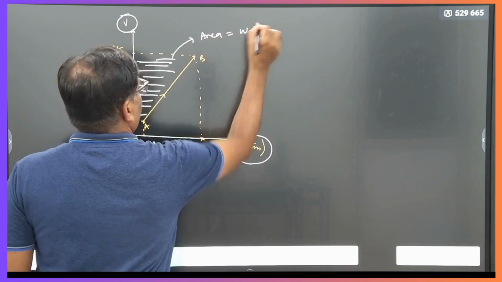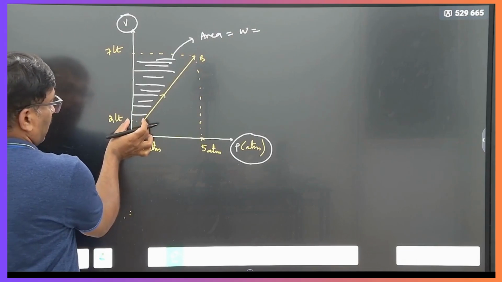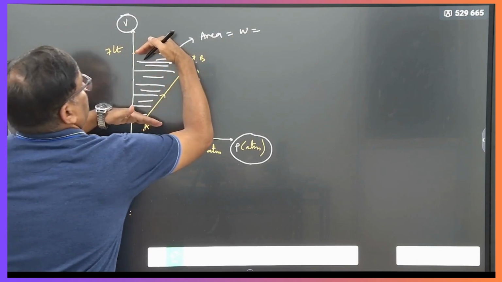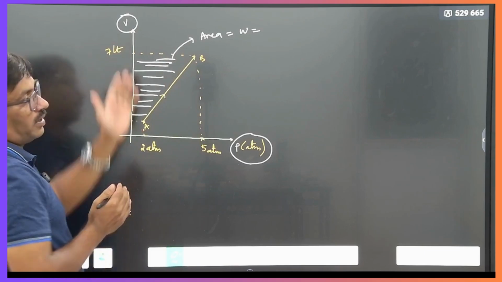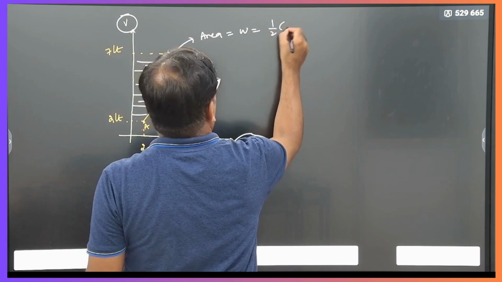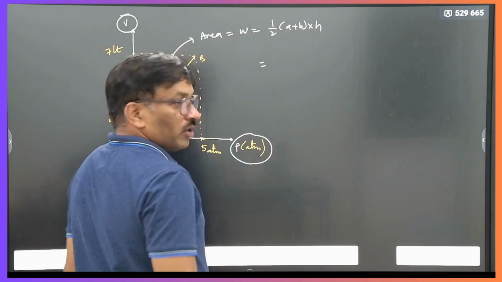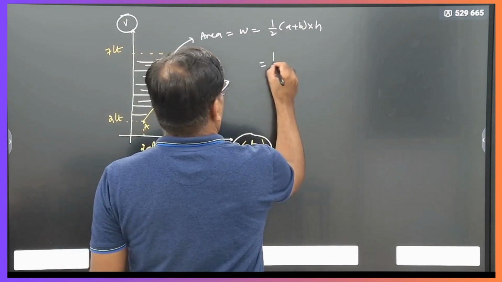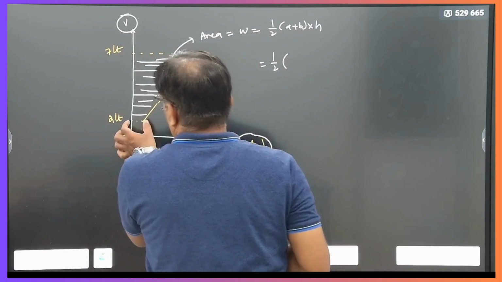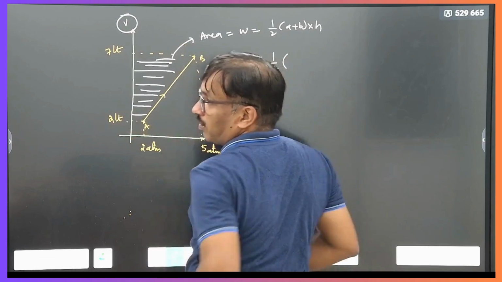Area will give us the work done. How does this area look now? These two are parallel sides, and this is the perpendicular distance, like a trapezium. So, work done is nothing but area, therefore 1 by 2 (A plus B) into height. This is the area of the trapezium. So, what is the area now? Therefore, 1 by 2. A and B are the sum of the parallel sides. H is nothing but the perpendicular distance between the parallel sides.